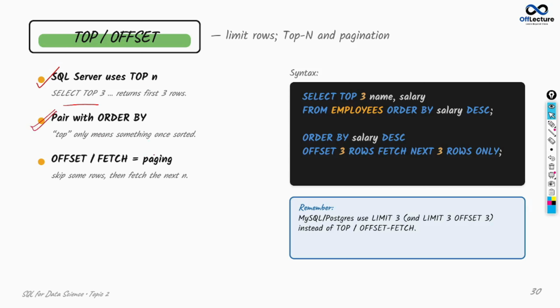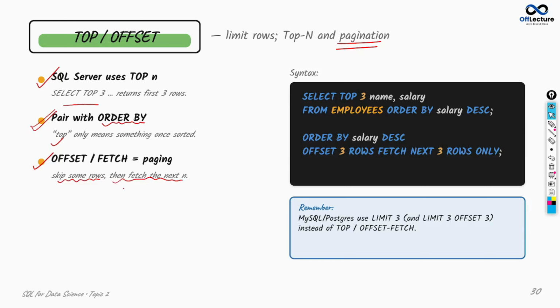99% chances are whenever you are using top, you will use order by, because when you first order it in ascending or descending order, only then will the use of top mean something, or a meaningful output come for you. For pagination, that is showing results page by page, you use offset and fetch. What it will do is skip a number of rows, then fetch the next n rows.